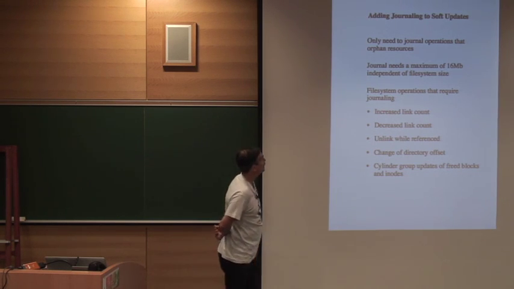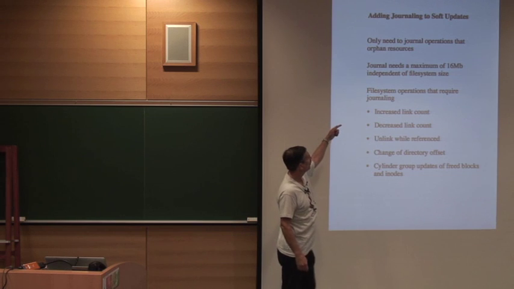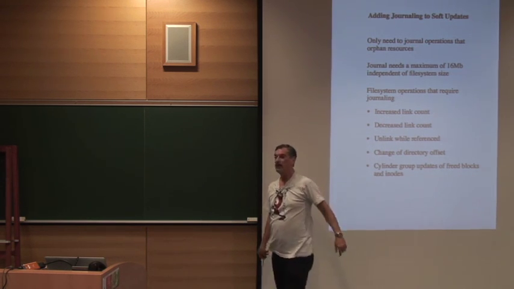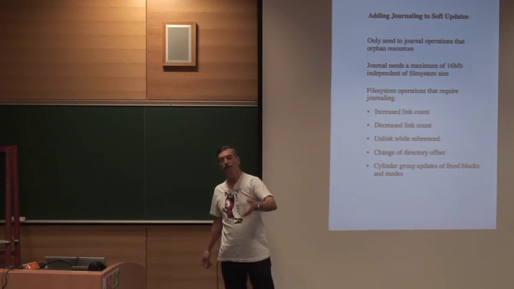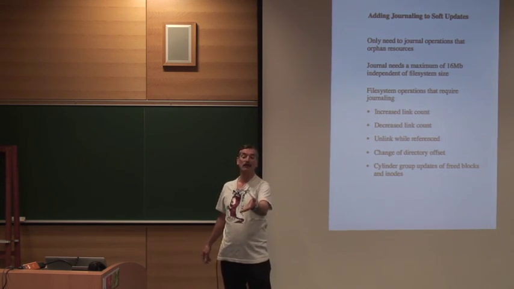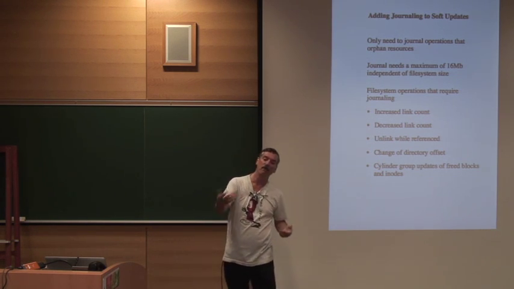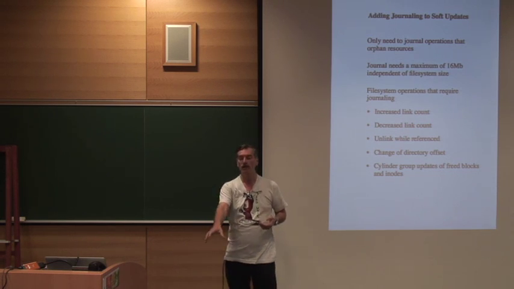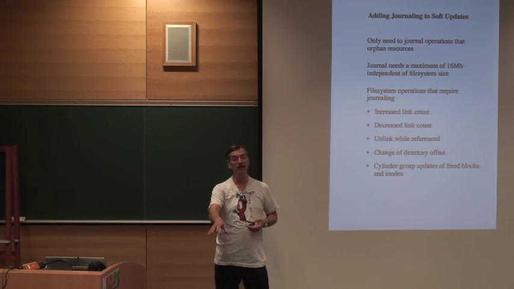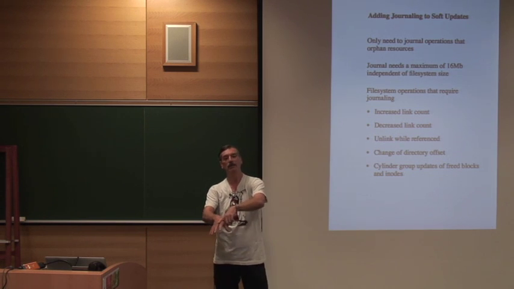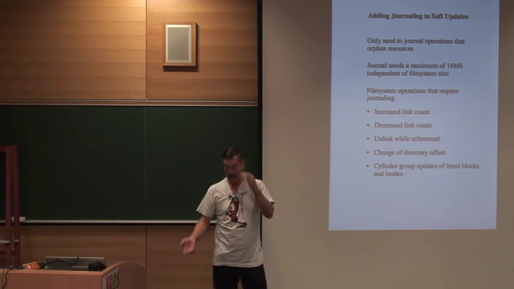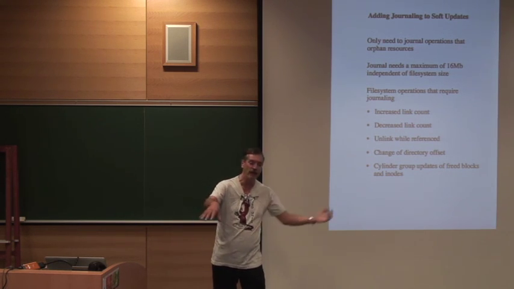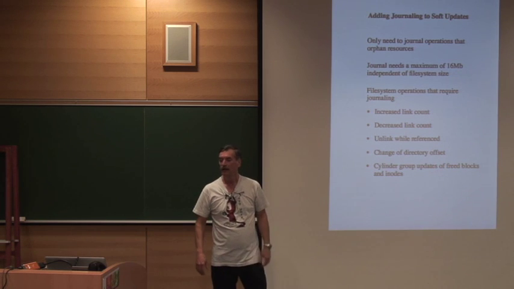Okay, so what do we actually need to journal? One of them is an increased link count. The issue is, let's say you've done a hard link to a file. What happens is you increment the link count on the inode. And once you know that the inode with the increased link count is on disk, then you're allowed to create the directory entry that points to it. Creating a new file is a special case of this, where the count goes from 0 to 1 and you're creating the first entry that points at it.